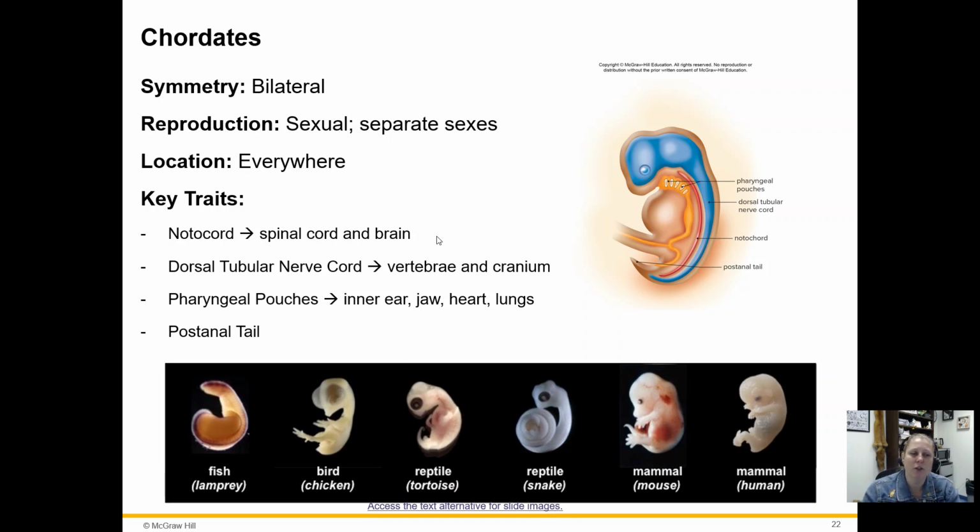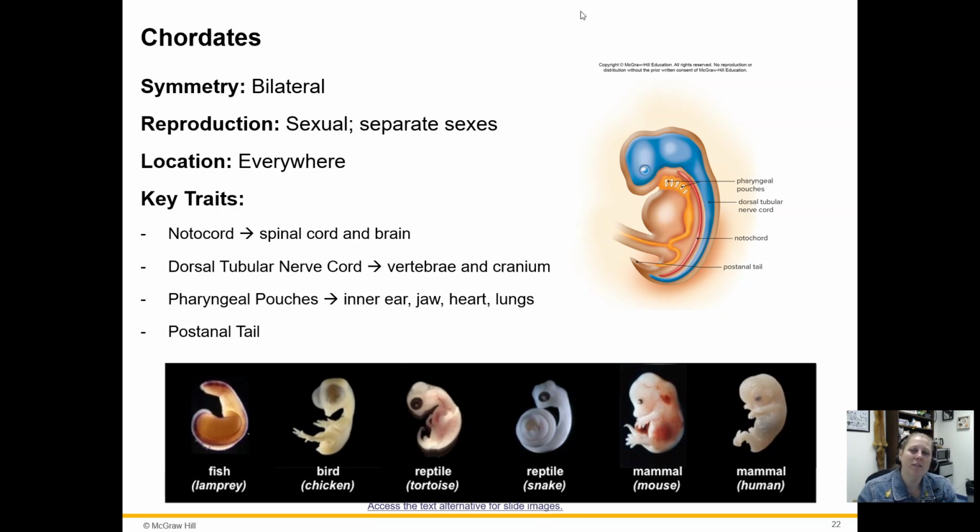What's really cool is your notochord actually becomes your spinal cord and brain, and the dorsal tubular nerve cord encases that in bones. That becomes your vertebra and your cranium. Your pharyngeal pouches become part of your inner ear, your jaw, your heart, your lungs, and the postanal tail is lost in some animals, but it would be retained in your cats and dogs, right? Their tail is beyond where the anus opening is, and so it's considered a postanal tail.